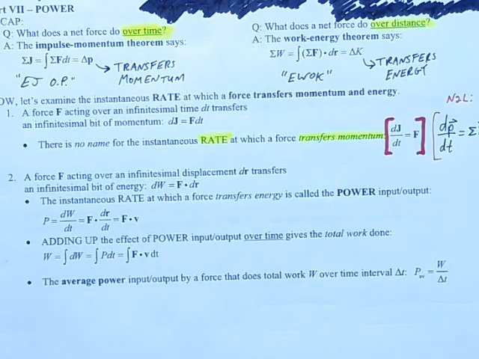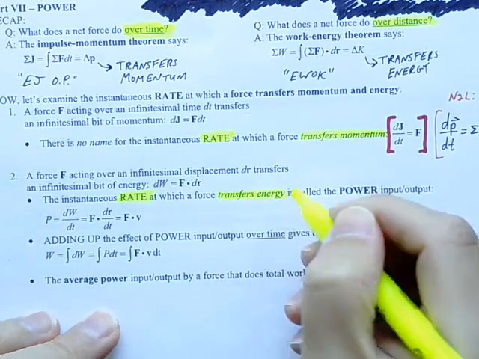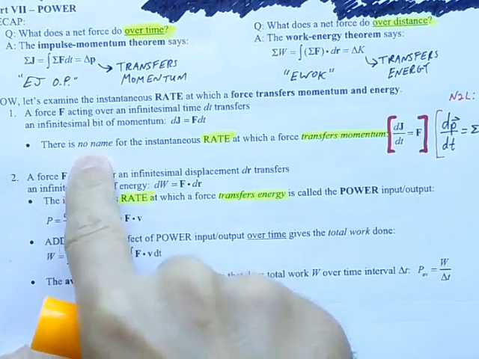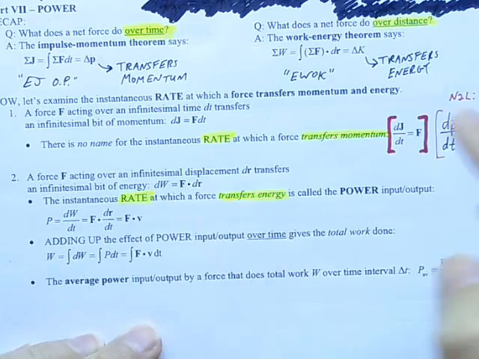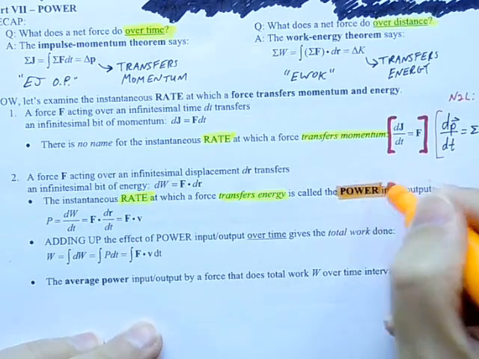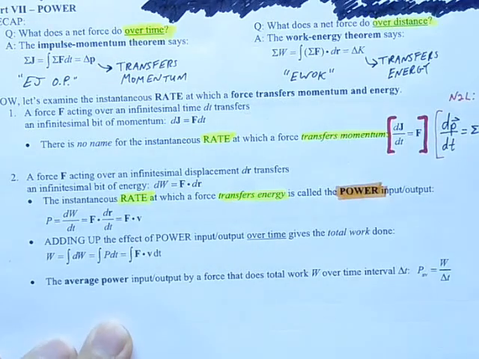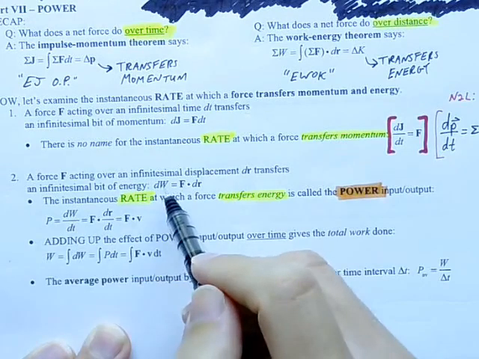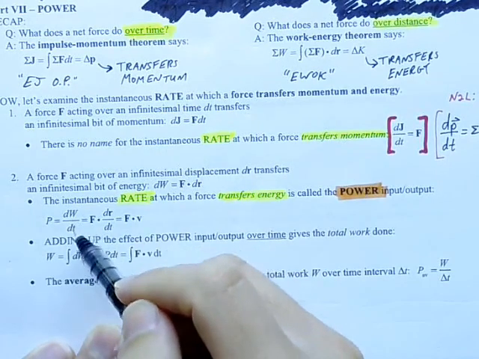So the instantaneous rate at which that force is transferring energy does have a special name. I pointed out up here that there's no special name for the rate of transferring momentum, but the rate of transferring energy does have a special name. We call that power. The power input or power output from that force that's doing the energy transferring. Power is defined as the rate of transferring energy, so we take this expression here and divide both sides by dt. So power is the rate of doing work, dW/dt.